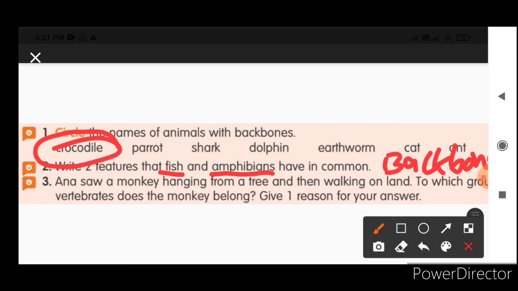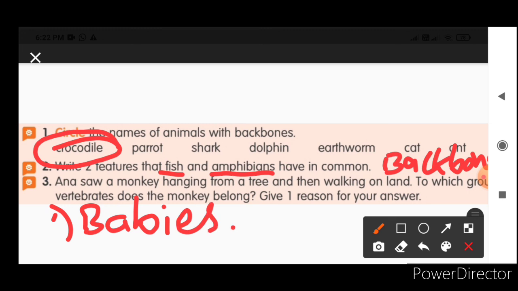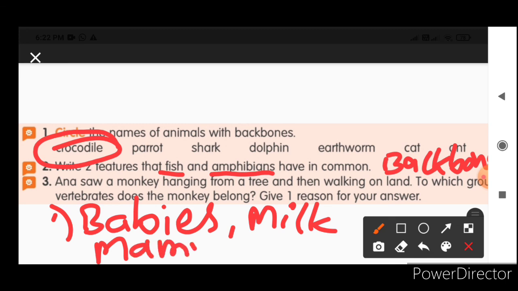Anna saw a monkey hanging from a tree and then walking on land. To which group of vertebrates does the monkey belong? Give one reason for your answer. You know that you see monkeys along with their babies. So who gives birth to babies? Who gives milk to their babies? They all come under the mammal group. So the monkey also comes under the mammals group.